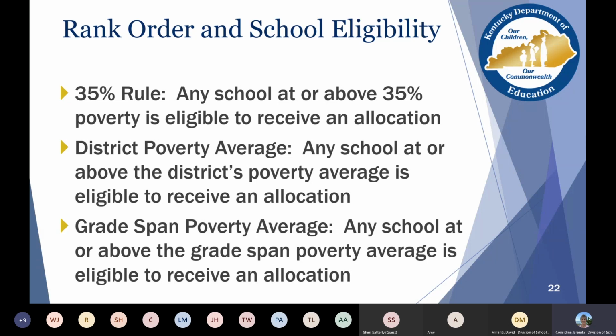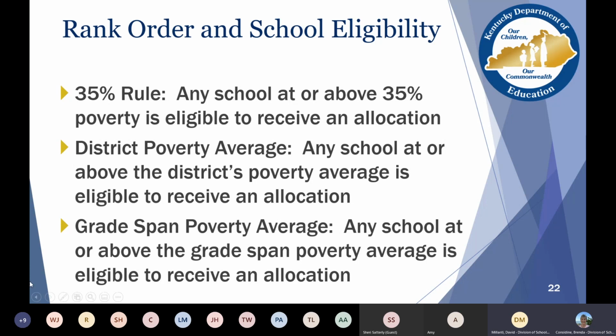David, I wanted to ask you, where is the district poverty average located? Is that in GMAP? Yeah, that would be at the bottom of the school eligibility page. Okay. Is that given to them, or is it something that when they plug in, it would determine? Once they start plugging in numbers for their school enrollments and low income counts, that will be calculated for them. Okay. Have I missed anything so far on rank order and school eligibility?